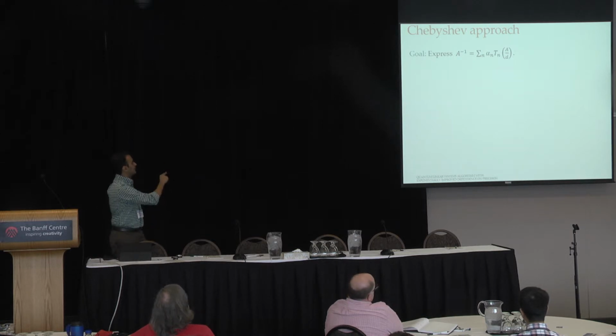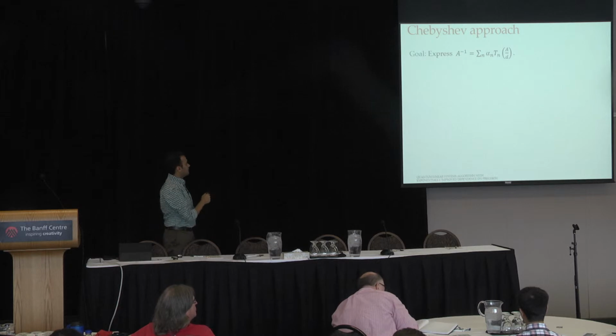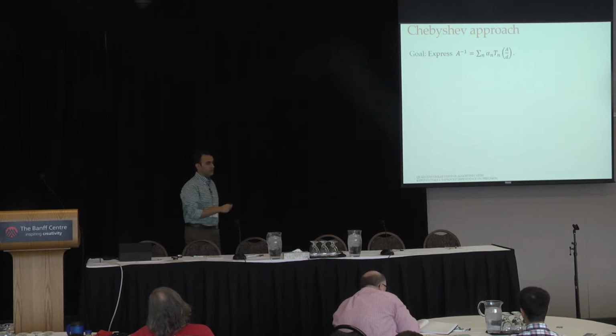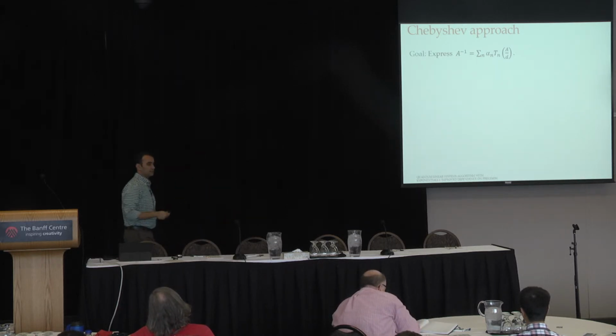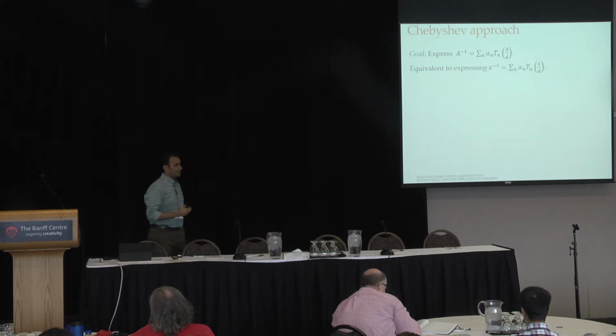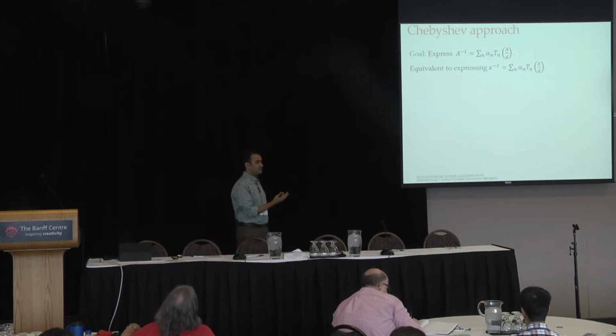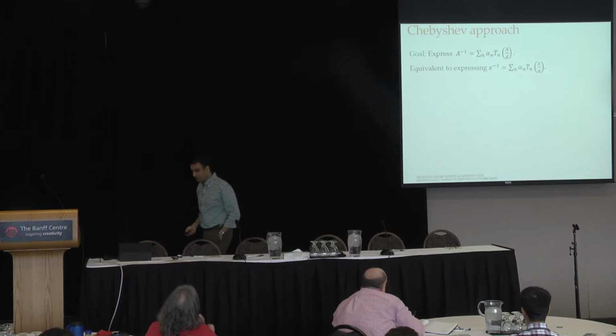We're trying to express this A inverse as a linear combination of this form, sum over n, alpha n, T sub n of A over d. T sub n is, again, the nth Chebyshev polynomial. As before, you can just think about the scalar version of this problem, which is, can you express 1 over x as a linear combination of Chebyshev polynomials? You have the same problem as before.